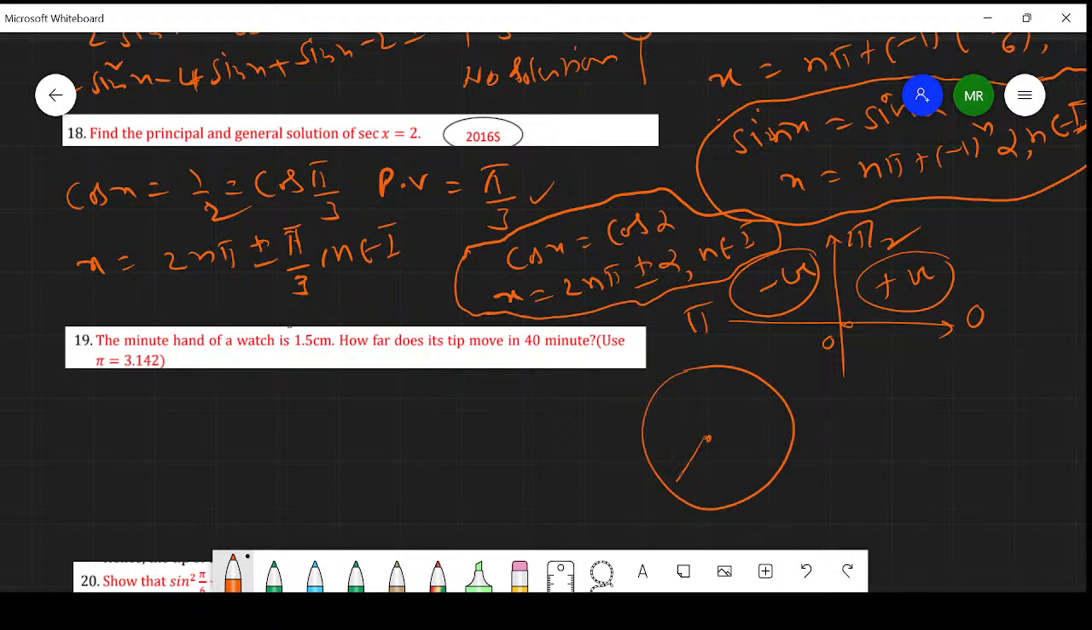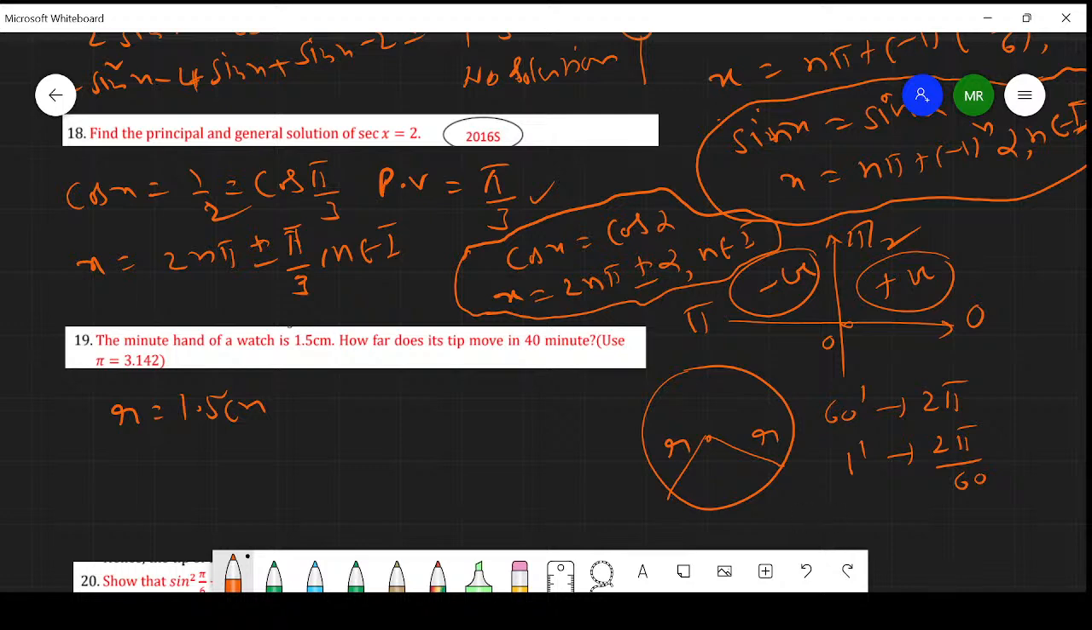So that thing they will take like this. This is R, this is R. The R value is given as 1.5 centimeter. Remember, R is equal to 1.5 centimeter. The tip moved for 40 minutes. I told you, when talking about the minute hand, it moves 360 degrees in 1 hour. That means in 60 minutes it makes an angle of 2 pi radians. In 1 minute it makes 2 pi by 60 radians.